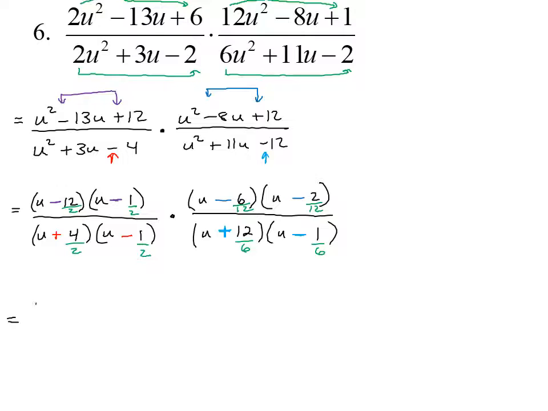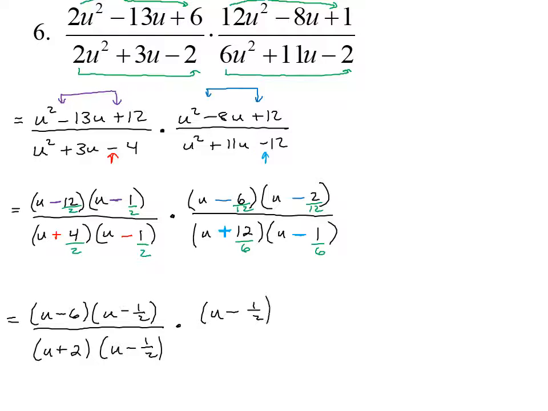This will leave me u minus 6, u minus a half. That one didn't simplify very well. U plus 2, u minus a half. The top right gives me a u minus a half, so 6 divided by 2. Sorry, 6 divided by 12. 2 divided by 12 will go to 1/6. A u plus 2. And a u minus 1/6.